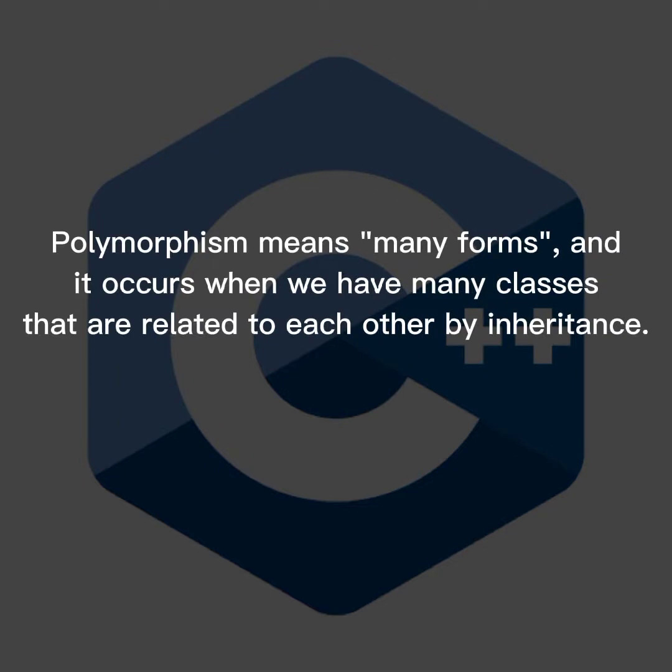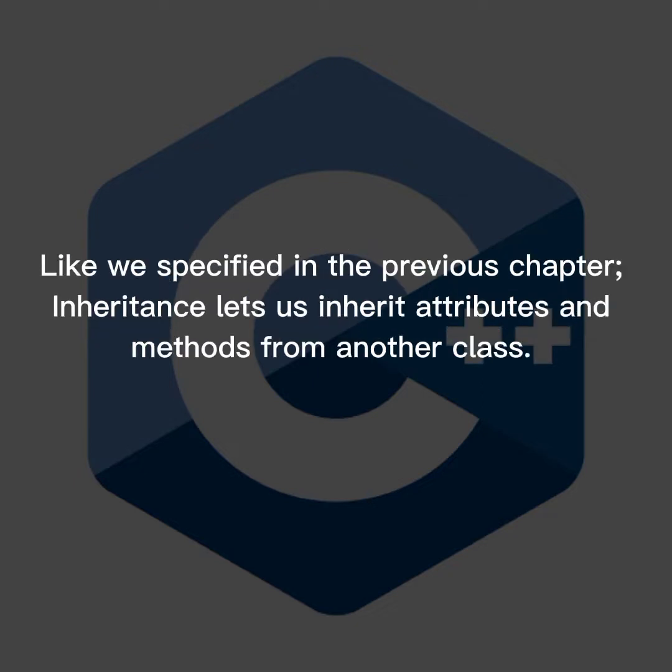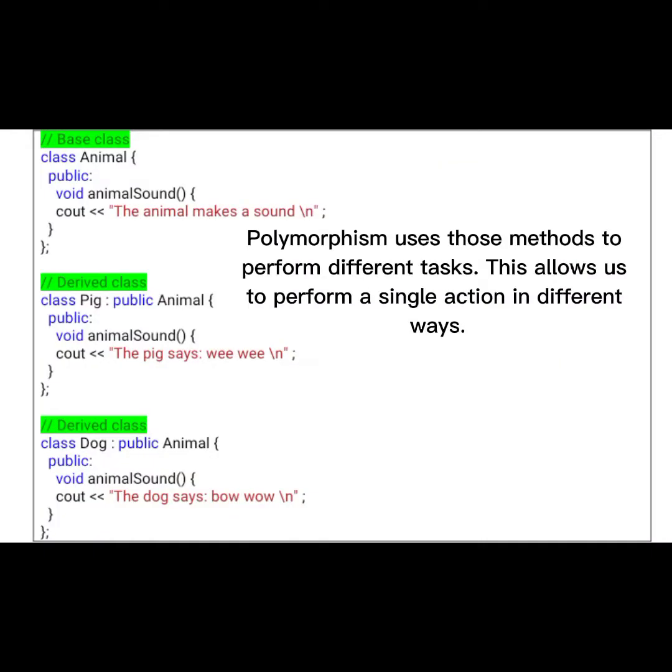Polymorphism. Polymorphism means many forms, and it occurs when we have many classes that are related to each other by inheritance. Like we specified in the previous chapter, inheritance lets us inherit attributes and methods from another class. Polymorphism uses those methods to perform different tasks. This allows us to perform a single action in different ways.